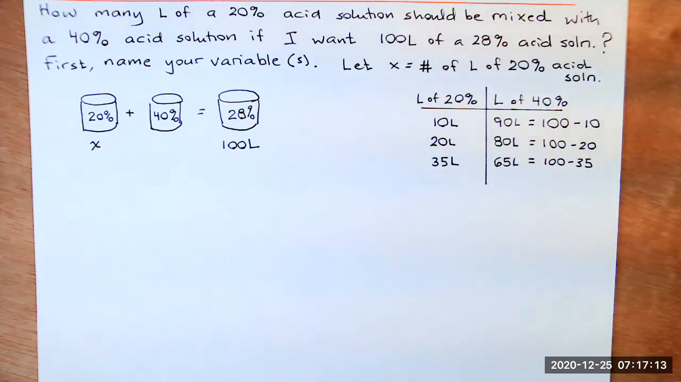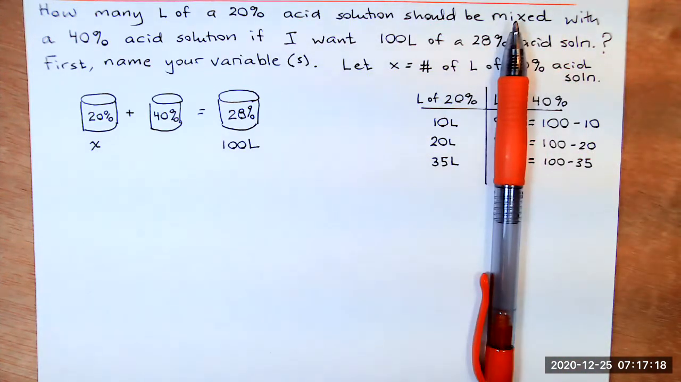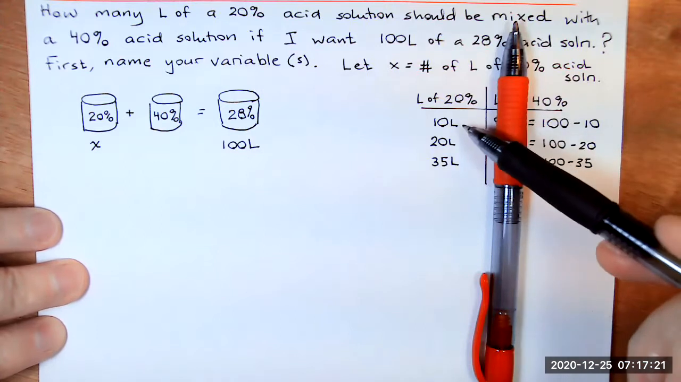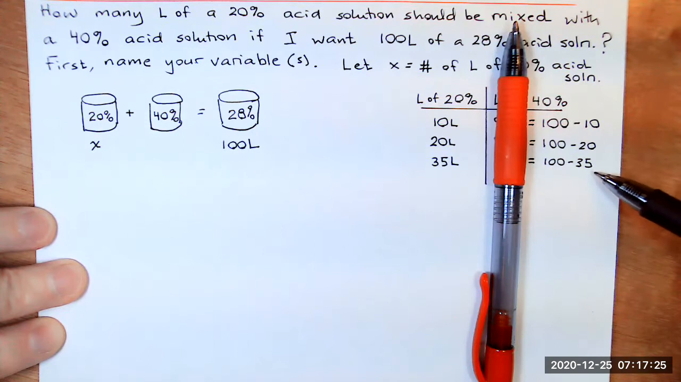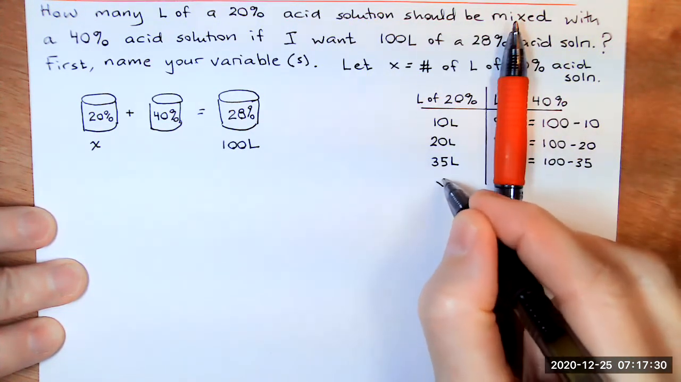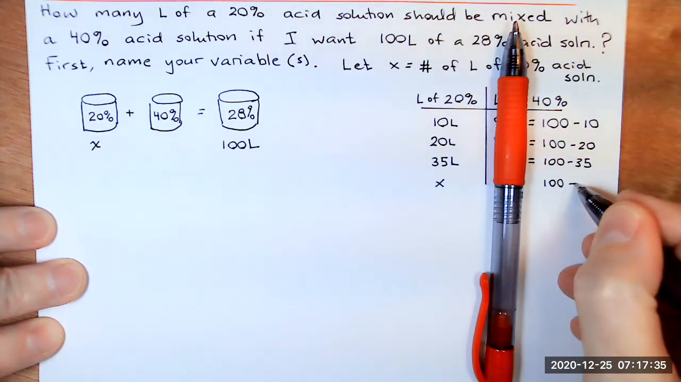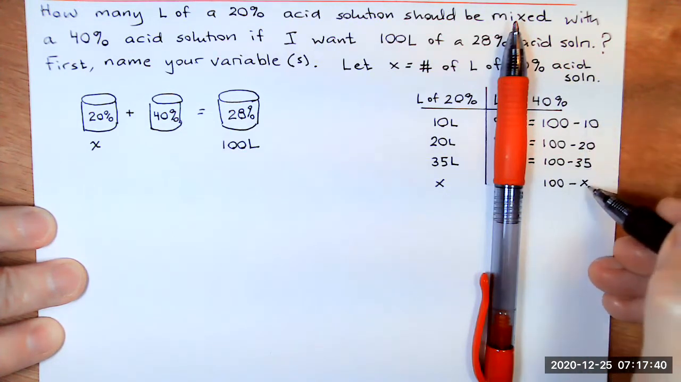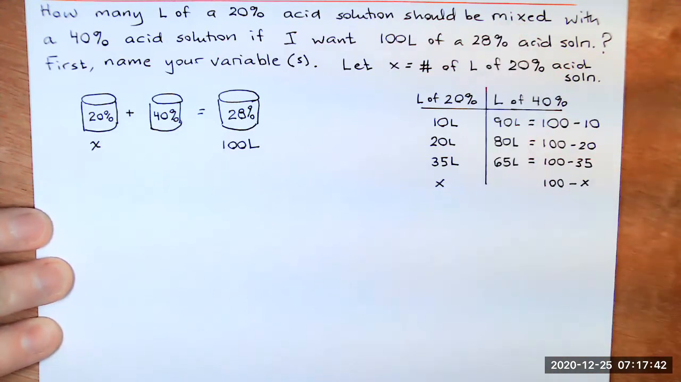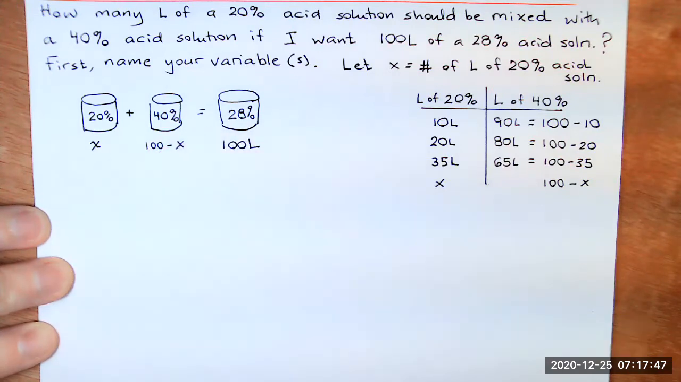So now we're ready to see if there's a pattern. If you know the liters of 20% solution, you just subtract that from 100. So if I have X liters of the 20% solution, then I'll have 100 minus X liters of the 40% solution, if we just follow this pattern. That's going to be 100 minus X.